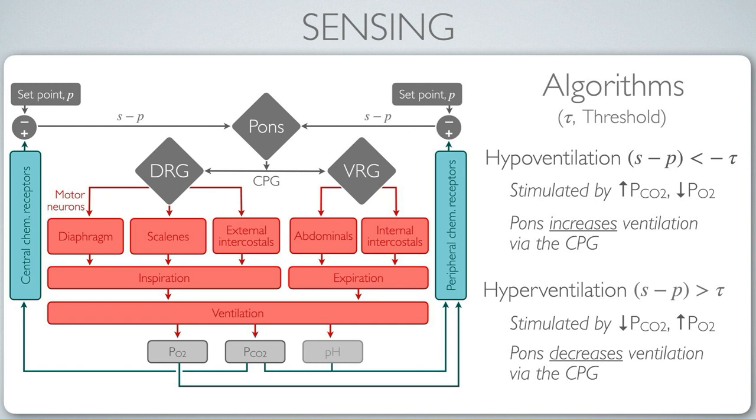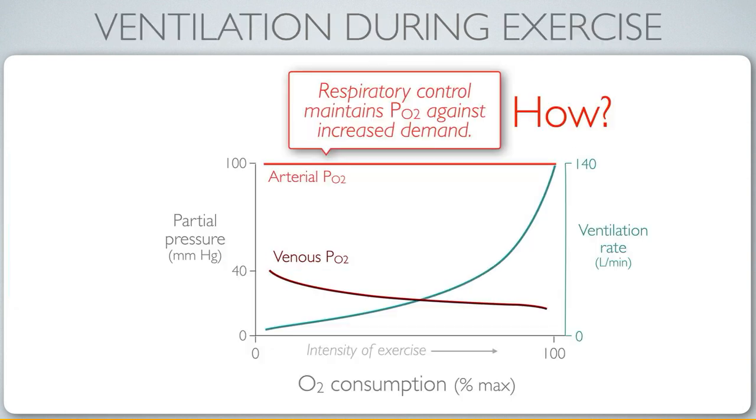And that's the control system. So that is the answer to our initial question of how the respiratory system manages to keep the partial pressure for O2 constant against that increasing demand of more intense exercise that drives an elevation in metabolic rate.